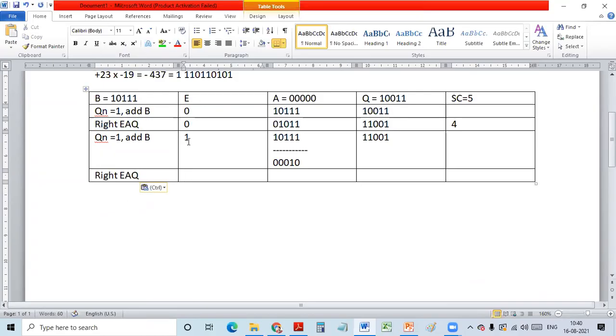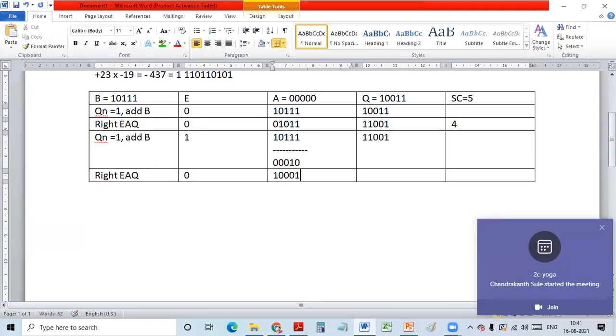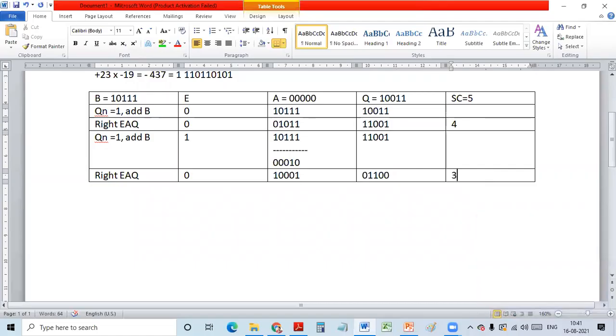Okay, so after right shifting, the newly added bit in E is always 0, and this 1 will come into the most significant bit of A. 0, 0, 0, 1, and the 0 is placed in Q's most significant bit: 0, 1, 1, 0, 0, and the inspected bit 1 will be lost. And then the sequence counter is reduced again by 1, and it is not at 0, so you have to repeat for the second cycle, third cycle. Am I clear?